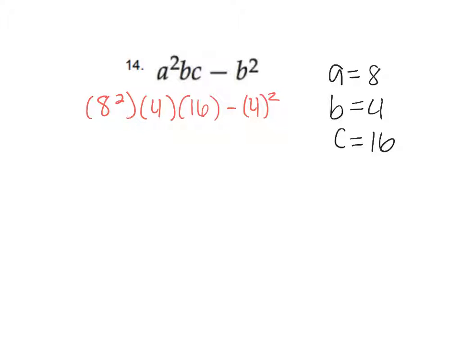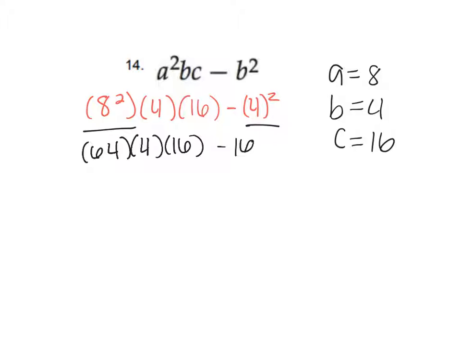So again, we're working through the order of operations. The first thing is parentheses. I have a lot of parentheses here, but all of these are used for multiplication. So I move on to exponents. Well, I've got exponents here and here. And since they are separated by subtraction, I can do both of these steps at the same time. So my next step is 64, 8 times 8, that's 64, times 4 times 16, minus 16.